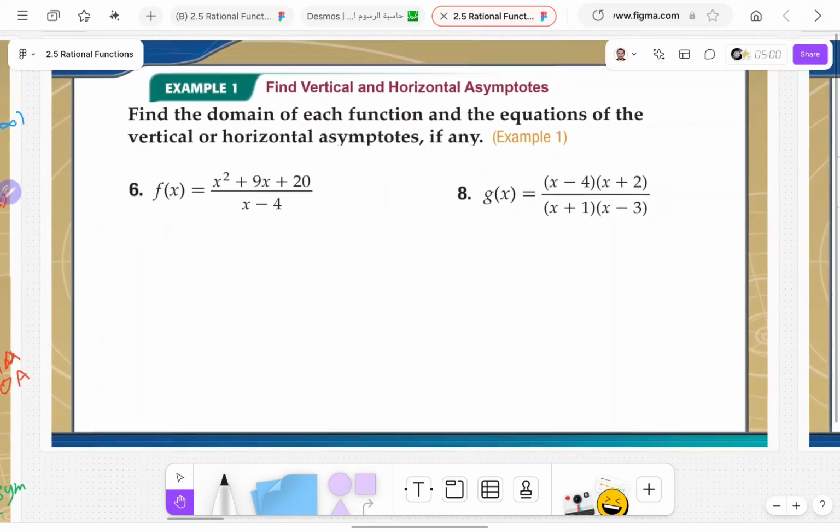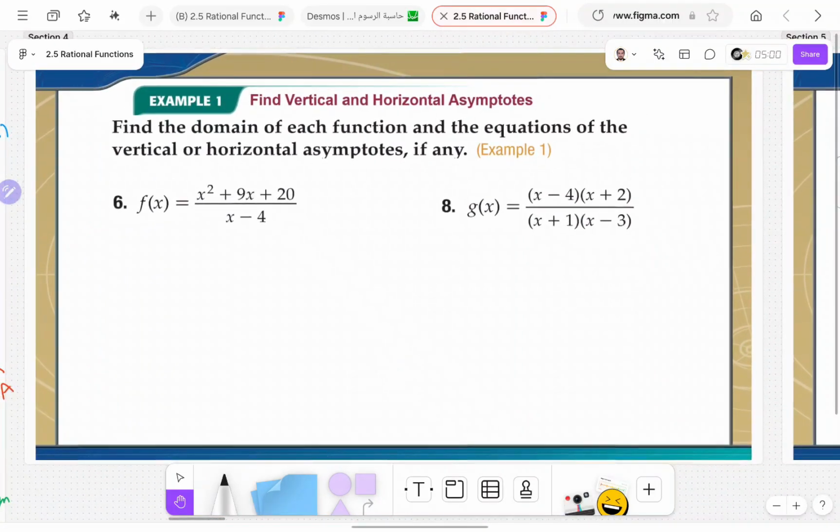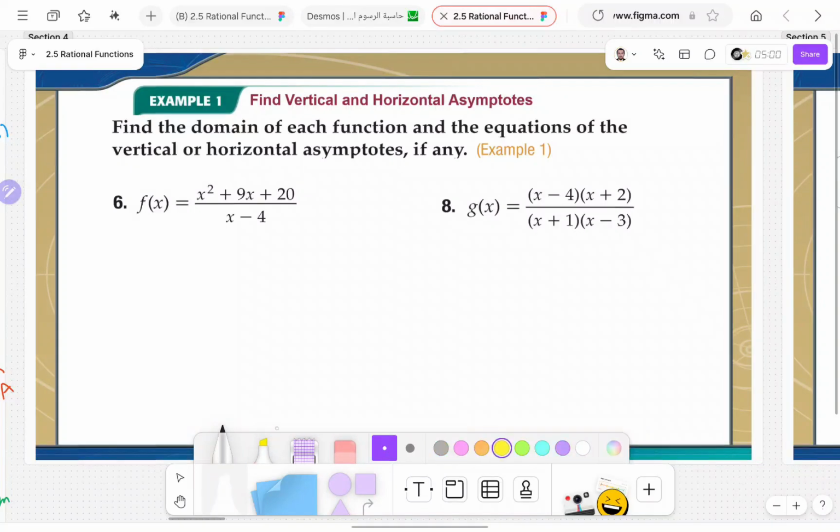Now let's start with the first example, just a warm up. Let's read the question. Find the domain for each function and the equation of the vertical or horizontal asymptote, if any. Now we need to find three things. The first thing is the domain. For the first function, we need to set the denominator equal to 0: x minus 4 equals 0. So that means x is equal to 4.